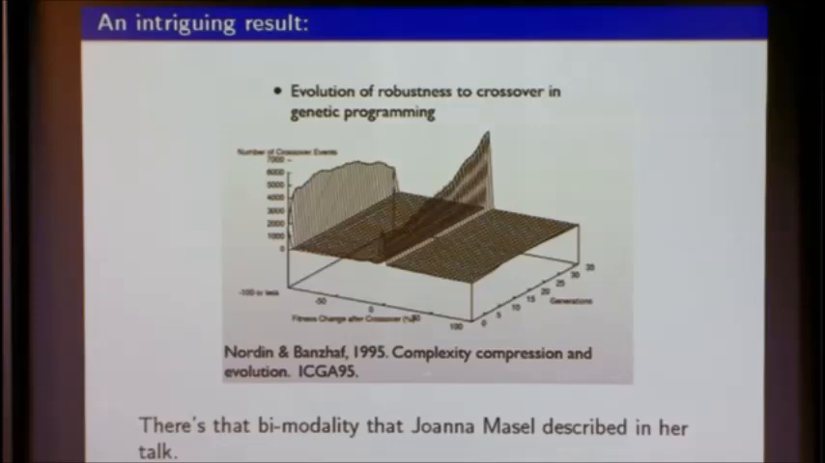And they start out at generation 0, and you see, look, there's that bimodality that Joanna talked about. And this is in a completely different context. Where is that? So here's 0. No fitness change after crossover, and there's a peak there. Sorry, what's the definition of fitness here?